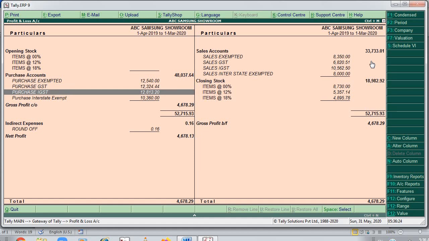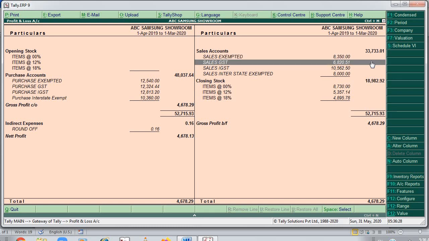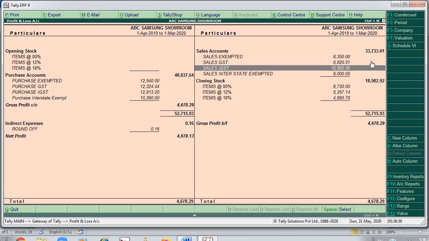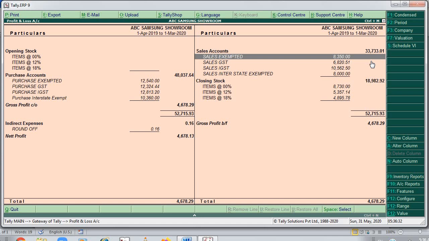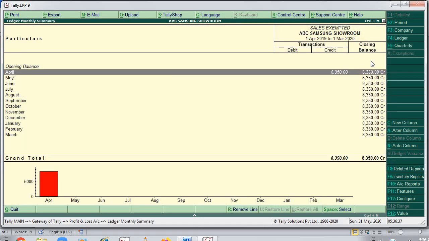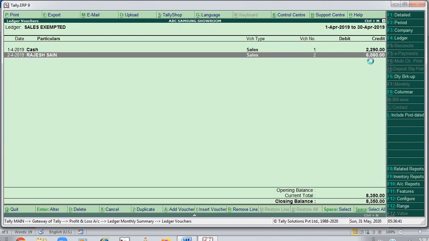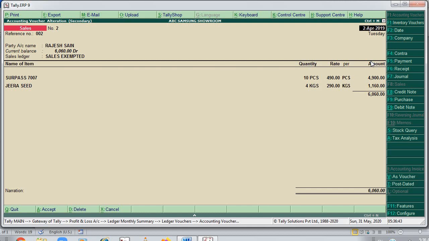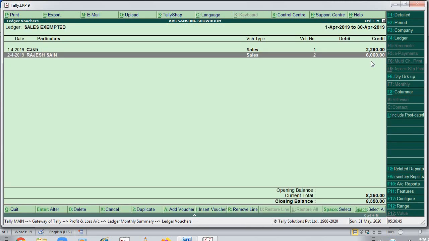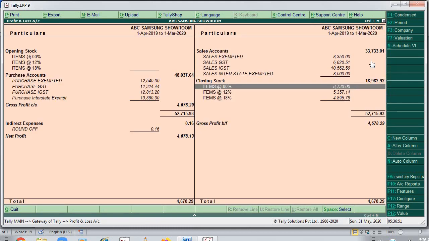And then sales: how much sales exempted I have done, how much sales GST I have done, and IGST and interstate. So I can click over here, sales exempted, so it will show me month wise. If I want to see day wise, I have done one cash sale and one credit sale over here. So in this way it shows me in the business how much sales I have done, and then it will show closing stock.